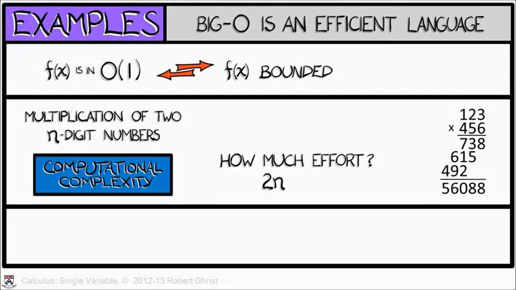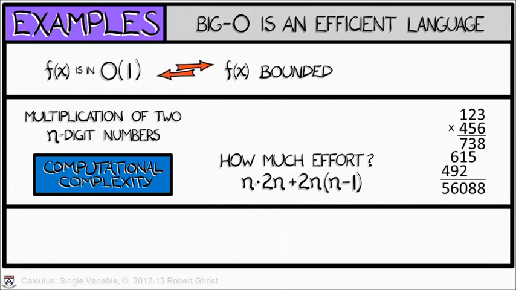We'll pick some constant times n, but we need to do that for each of the n digits in the second number. Well, we're still not done because we need to take all of those resulting products and add them together. And I'll let you try to figure out how much effort is involved in that addition. It's some number times n times maybe n minus 1. I don't know. I'm not a computer scientist.